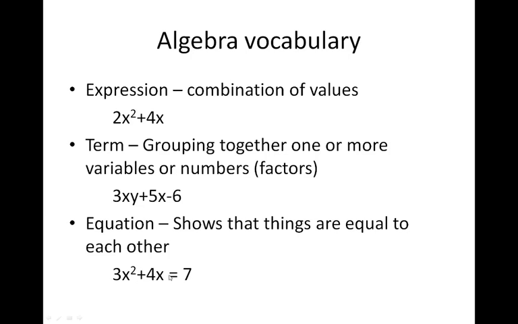There are some funny things you have to do with equal signs, and we'll get to that later on. But just know that an equation shows that things are equal to each other. So I have two terms here and one term on the other side of the equation. These two terms, when added together, equal 7.